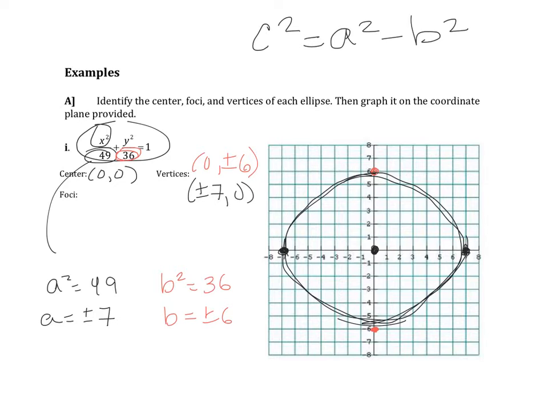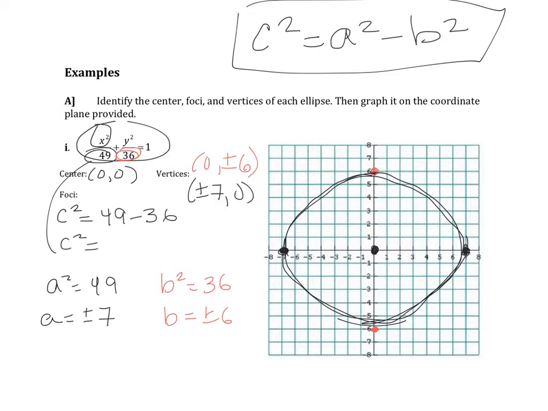Okay, so now the foci are not as clear. The foci, that's where this formula comes in up here. So we have a squared and b squared, and we're going to need it to find c. So c squared is going to equal a squared minus b squared. We already know that a squared is 49 and b squared is 36. So c squared is equal to 13, which makes c equal to plus or minus the square root of 13.